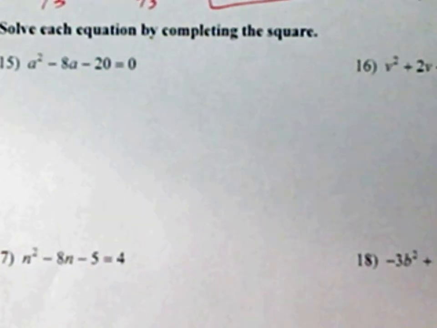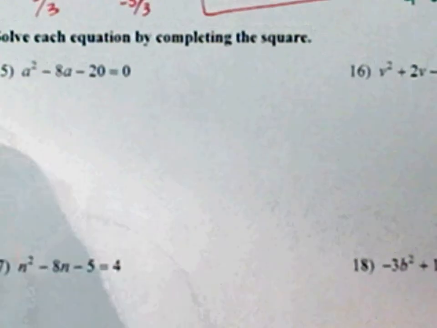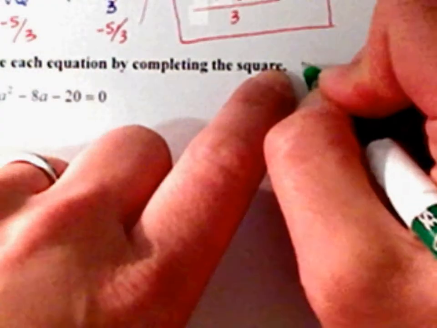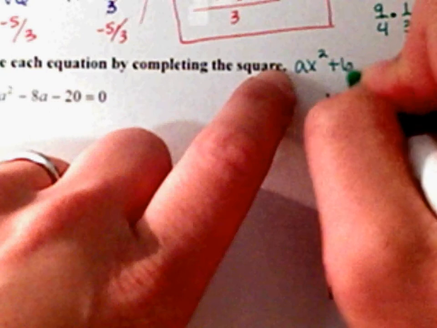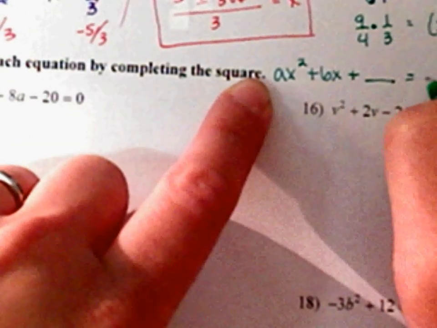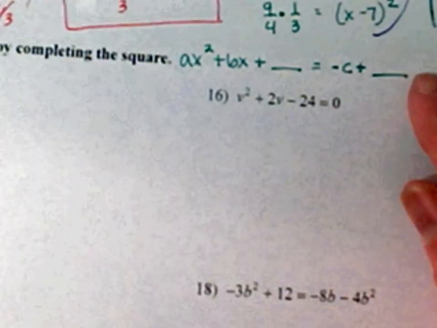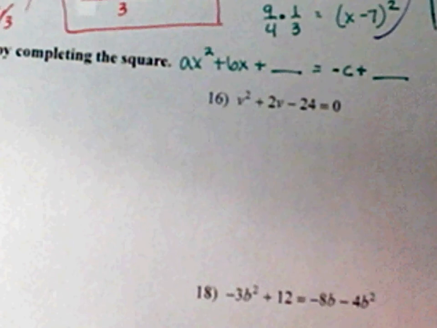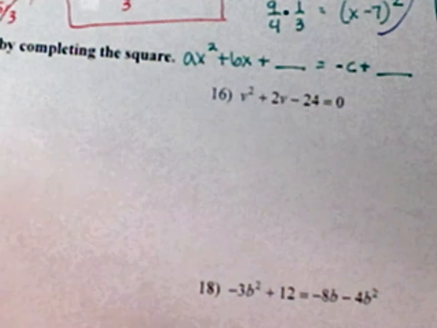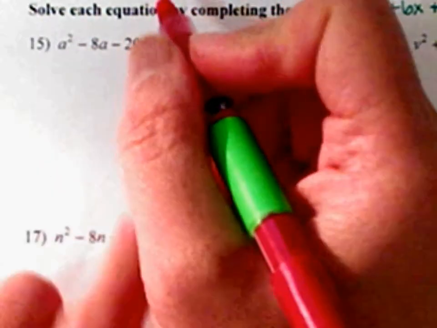Now, let me refresh your memory on completing the square, okay? You want ax squared plus bx plus a blank equals c plus a blank. Don't forget that part. All right, here we go. So you want your c to be on the other side. So let's look at number 20. Notice this is a, b, c. 20 is over here, so let's move it over. So I'm going to add 20.